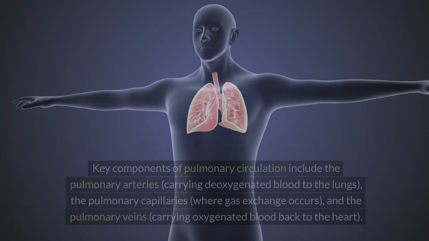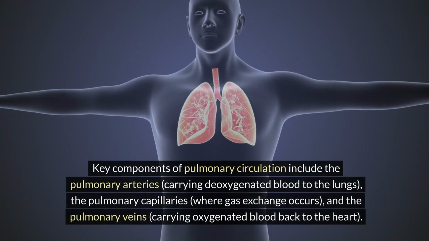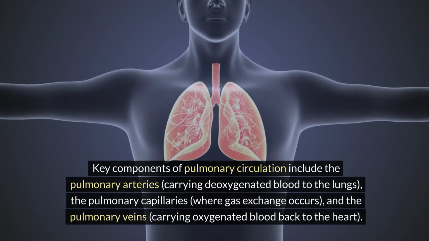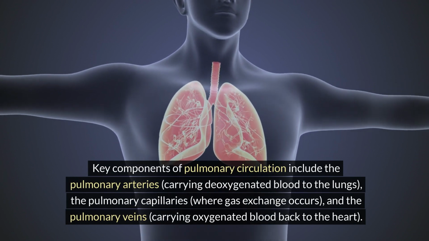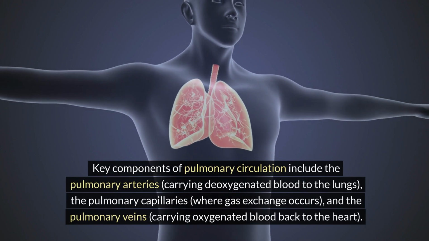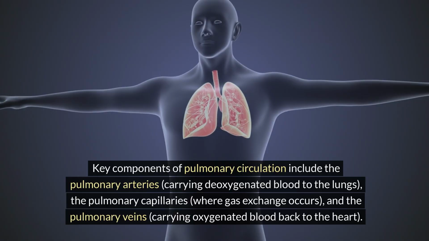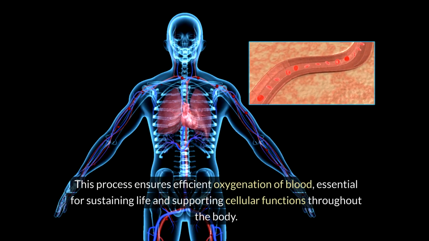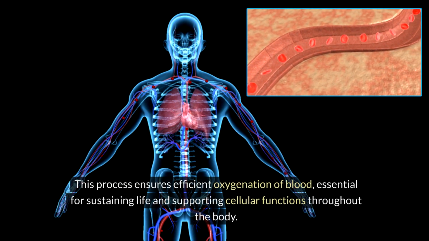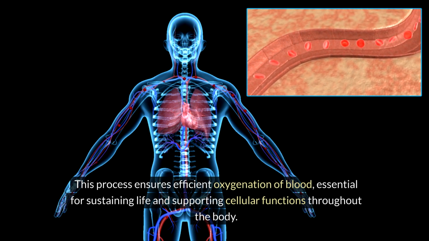Key components of pulmonary circulation include the pulmonary arteries, carrying deoxygenated blood to the lungs, the pulmonary capillaries, where gas exchange occurs, and the pulmonary veins carrying oxygenated blood back to the heart. This process ensures efficient oxygenation of blood, essential for sustaining life and supporting cellular functions throughout the body.